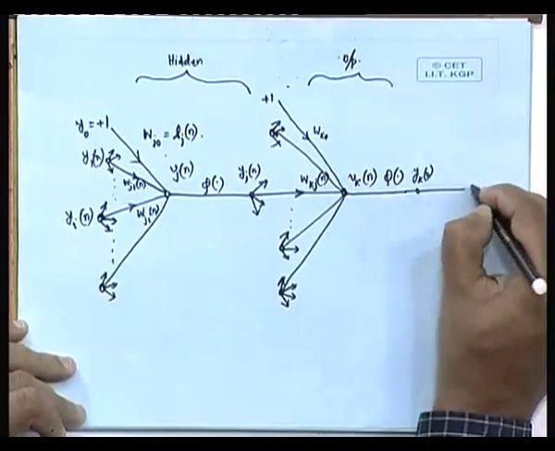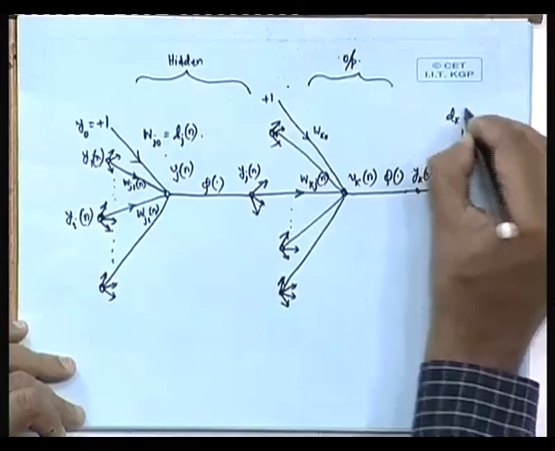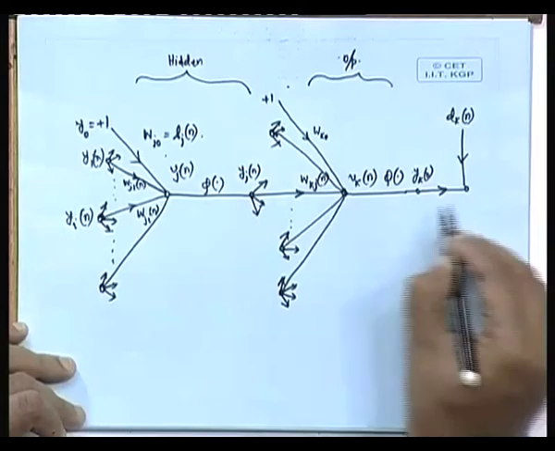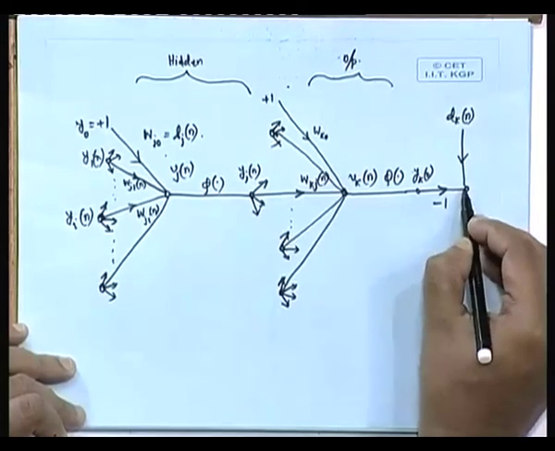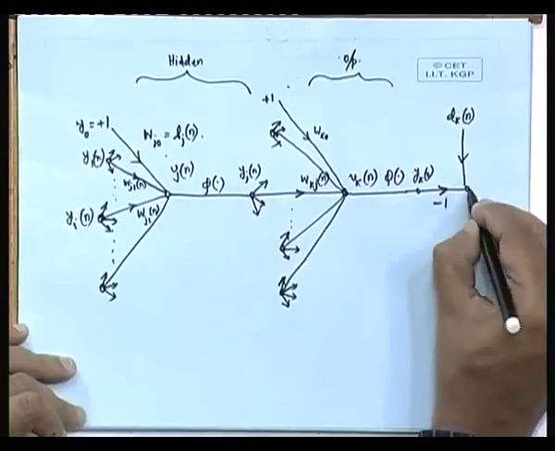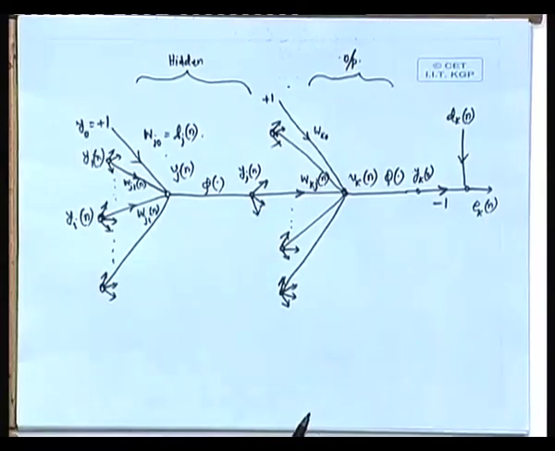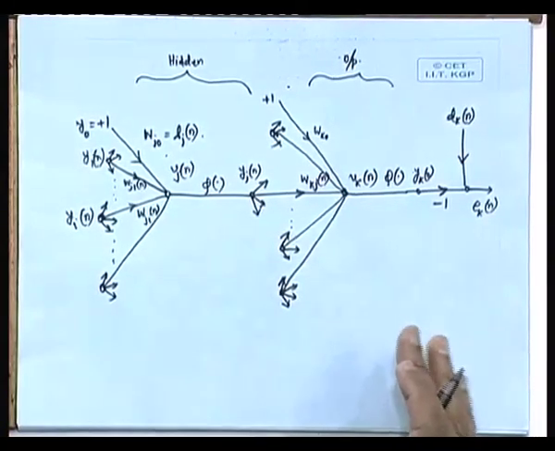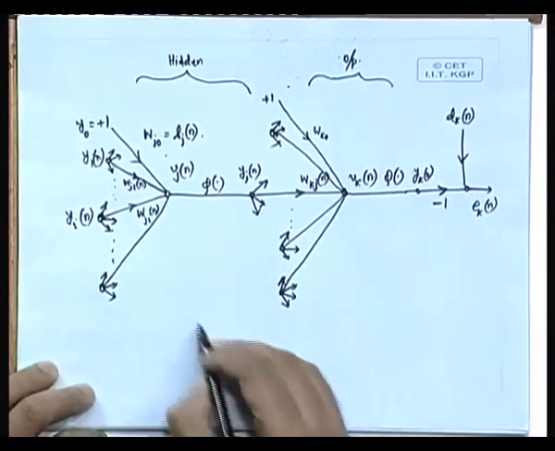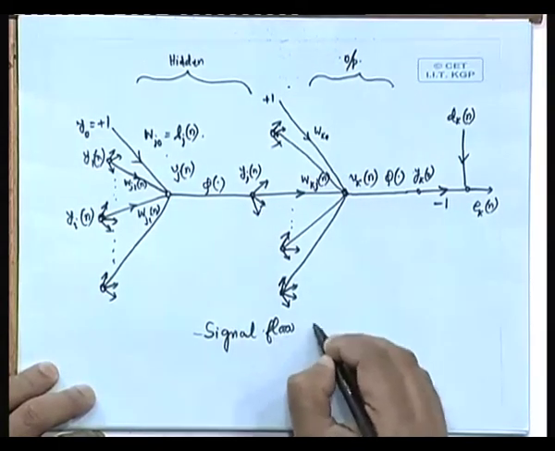Likewise, there will be a desired output, which will be dk at iteration n. So dk of n will come here and Yk of n will also come with a minus sign. So dk minus Yk gives rise to our Ek of n. This completes the whole signal flow graph.